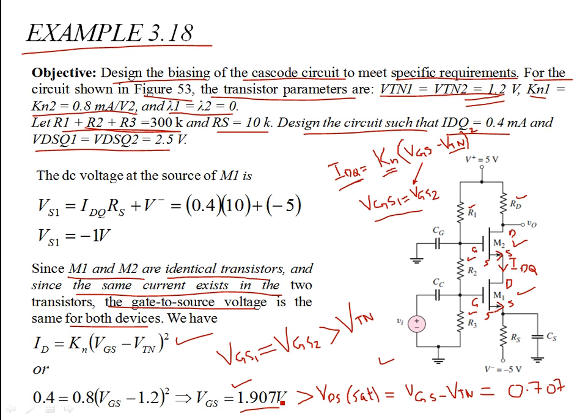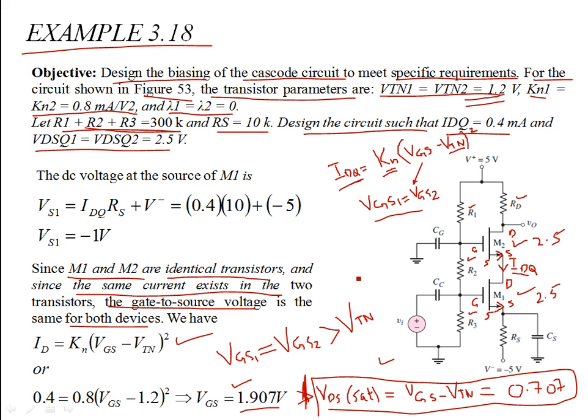Now consider that this is VDS sat. This value is the VDS sat, which is a transition point. VDS is 2.5 volts for M2, and VDSQ is 2.5 volts for transistor M1. So both are greater than 0.707. That means both the transistors are in the saturation region, so the current flowing in both MOSFET devices is the saturation current.